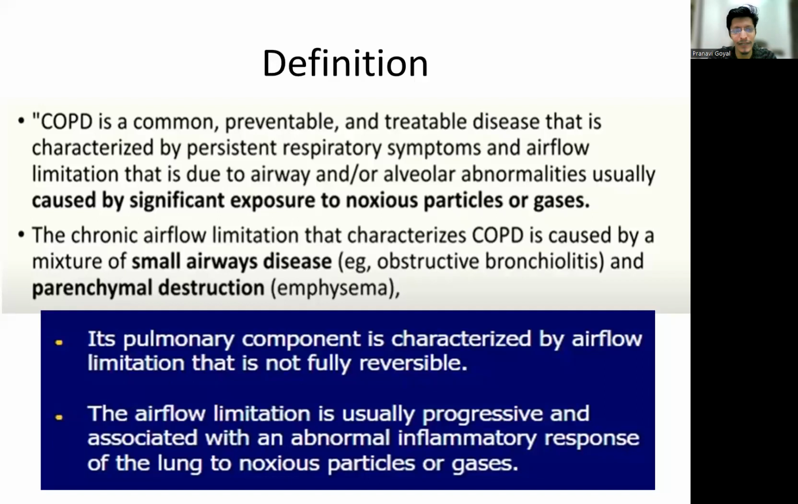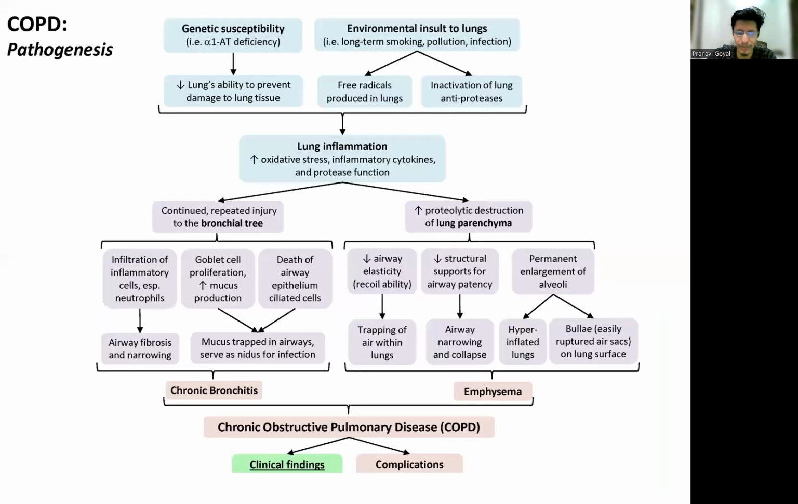So first of all, the definition will remain unchanged. COPD is a common, preventable and treatable disease that is characterized by persistent respiratory symptoms and airflow limitation that is due to airway or alveolar abnormalities, usually caused by significant exposure to noxious particles or gases. The chronic airflow limitation that characterizes COPD is due to small airway disease. We have to remember that COPD is a small airway disease and it also involves the parenchyma. So there's also parenchymal destruction.